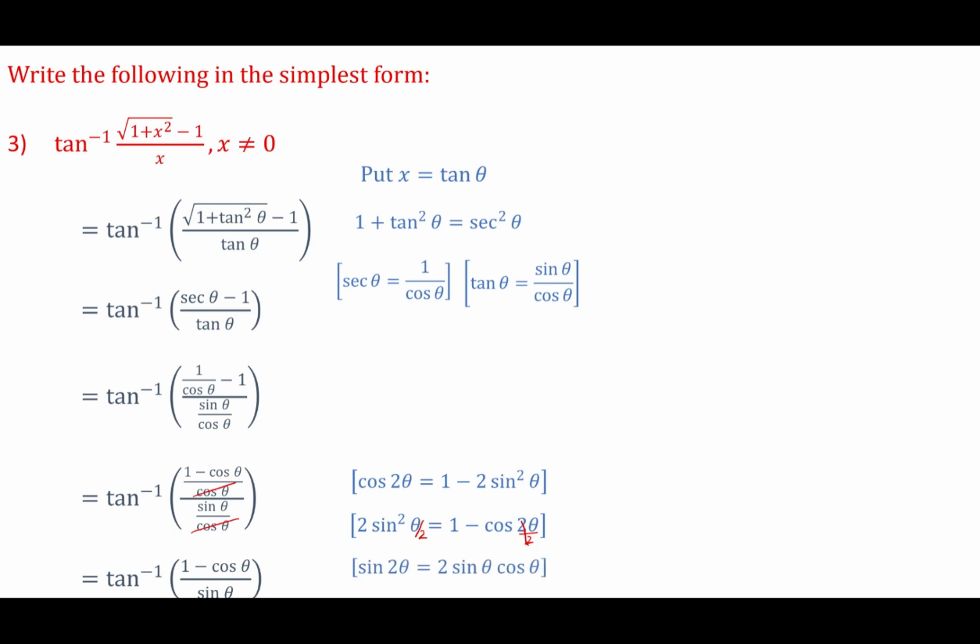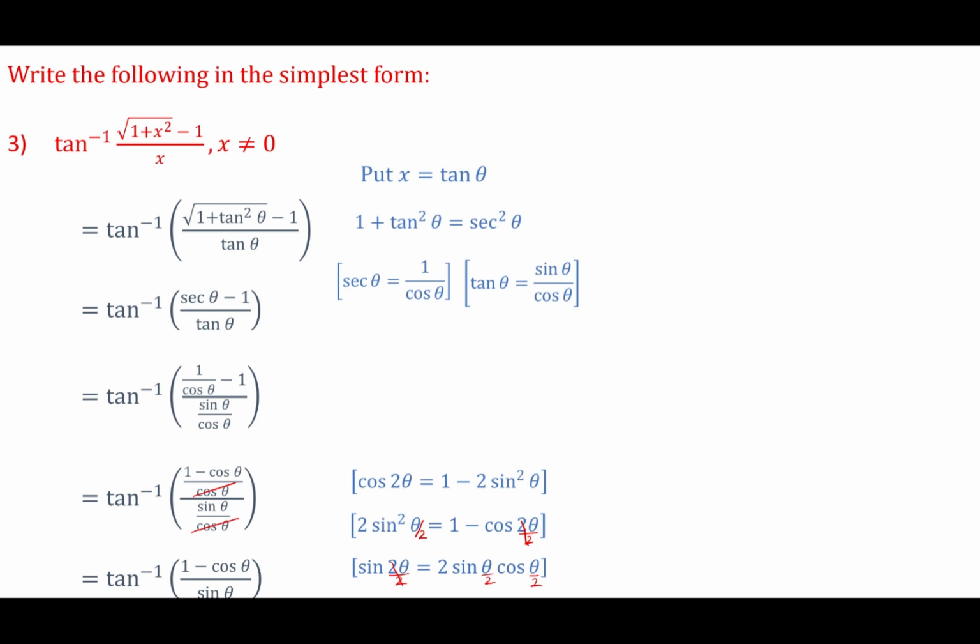We have a formula. Sine 2 theta is nothing but 2 sine theta cos theta. But here I have single theta in the denominator. So that's why you have to write divide by 2. Angles have to be divided by 2. So this 2 gets cancelled. So I can rewrite the formula like this. Sine theta is equal to 2 sine theta by 2 and cos theta by 2.